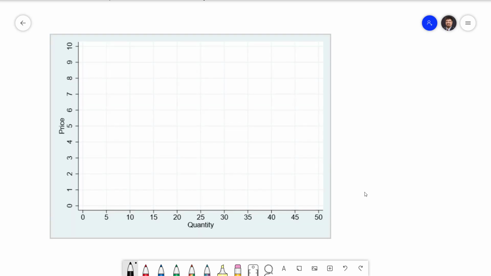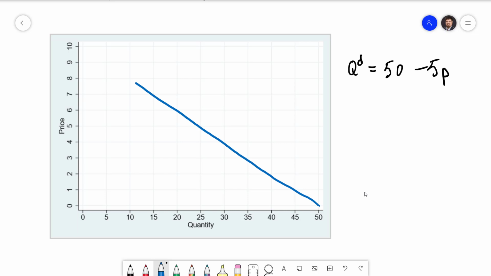Willingness to pay has an important relationship with the demand curve. To show this, we're going to use our example demand curve that we've been using in the last few videos, which is quantity demanded equals 50 minus 5p. I'm going to use a blue line to draw in our demand curve. For details about exactly how to determine these intercepts, we've covered that in the supply and demand videos.